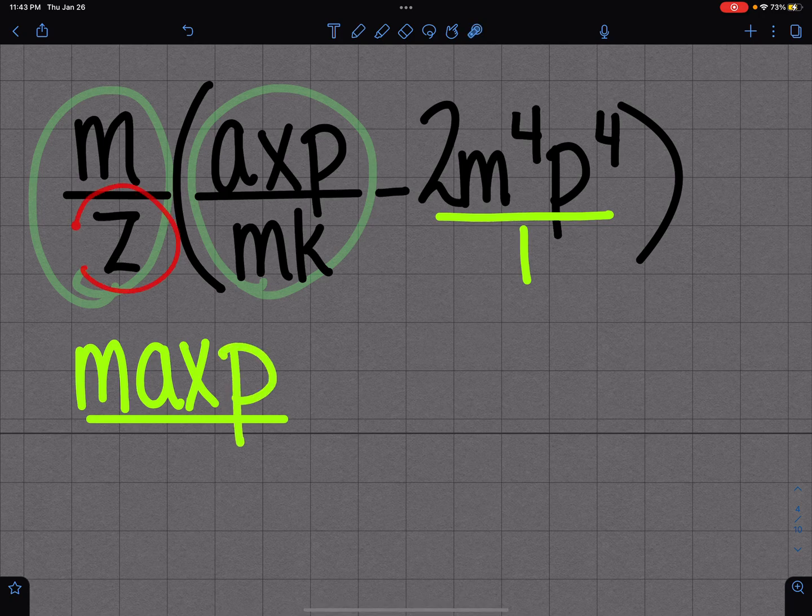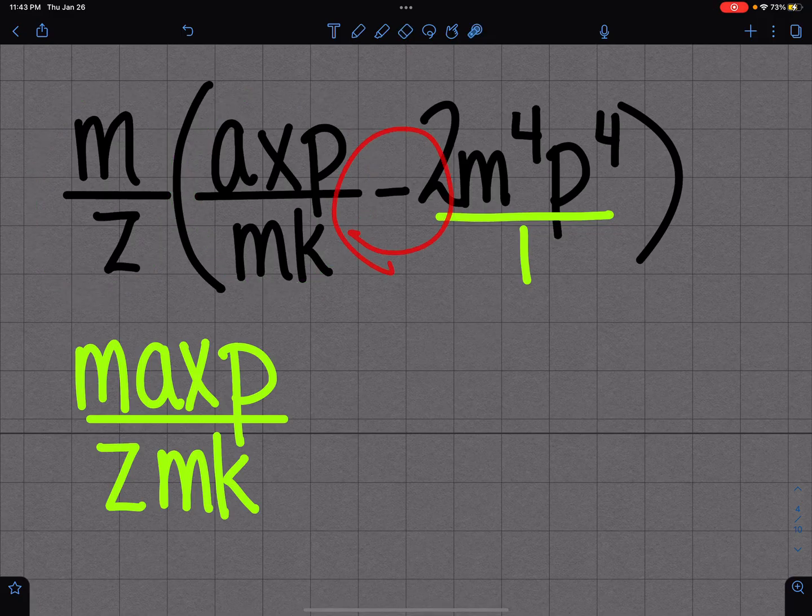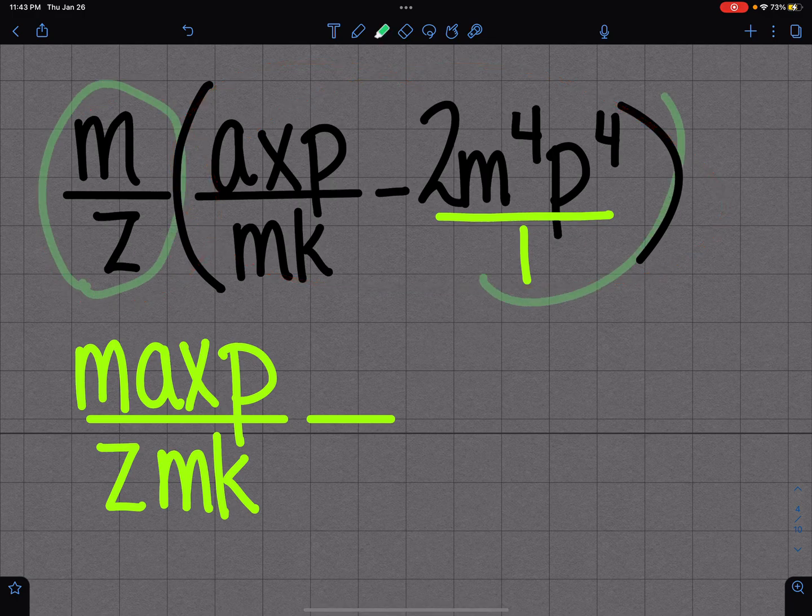Now I'm going to do the denominators. Z-M-K. ZMK. We did that part, easy peasy. I'm going to look at this minus sign, so I'm going to put a minus sign here. Remember we're changing a product into a sum. So now we're going to do the next part, which is we're multiplying this times this.